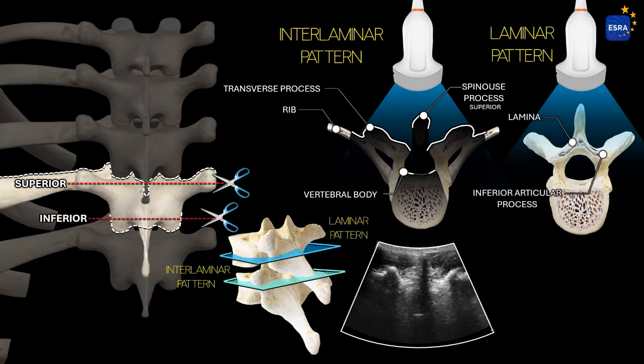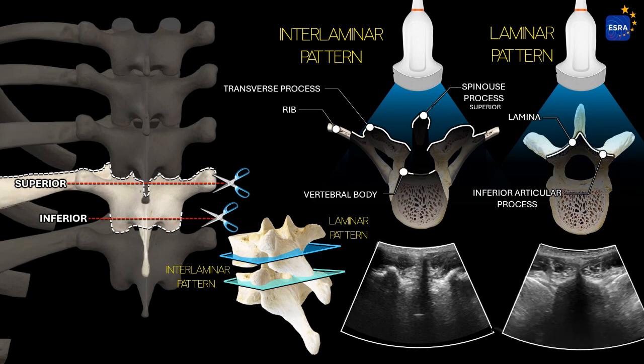The laminar pattern is obtained when the ultrasound beam strikes the base of the spinous process of the same vertebra, as well as the laminae and inferior articular processes.